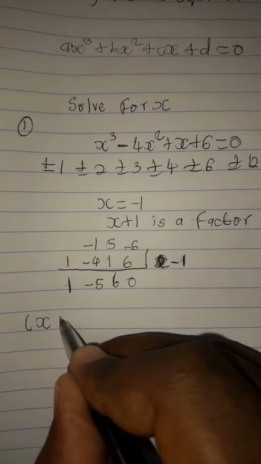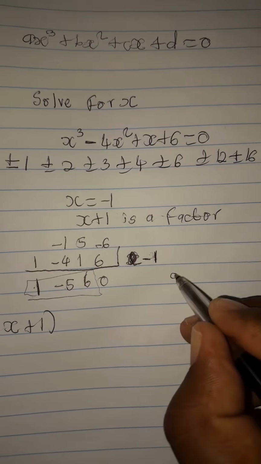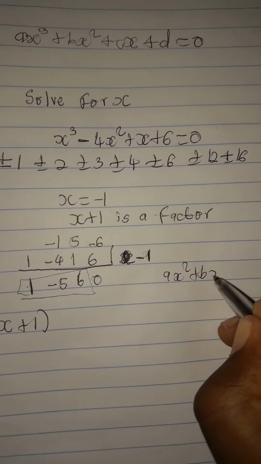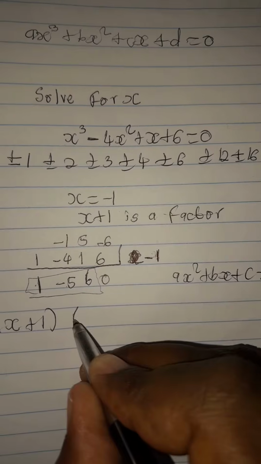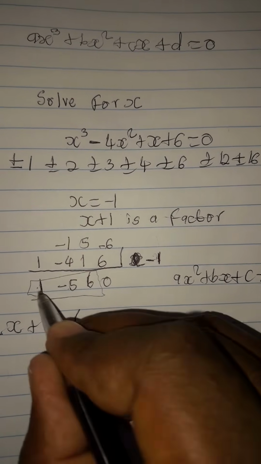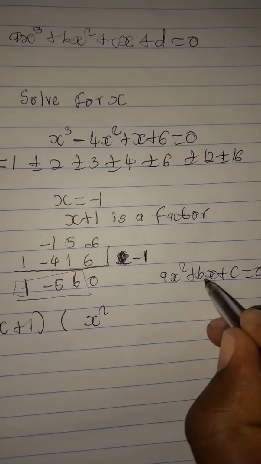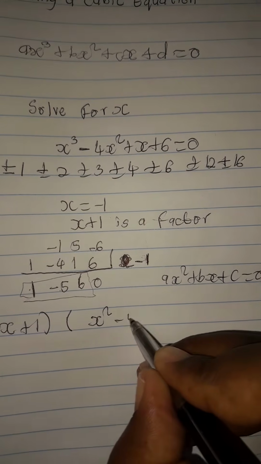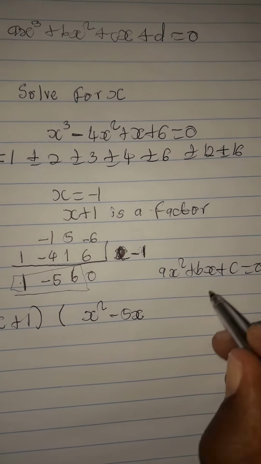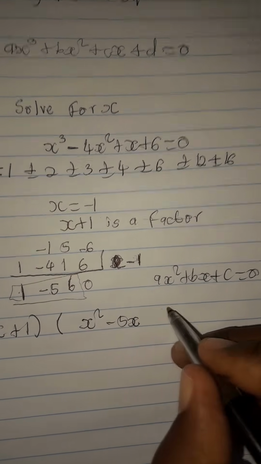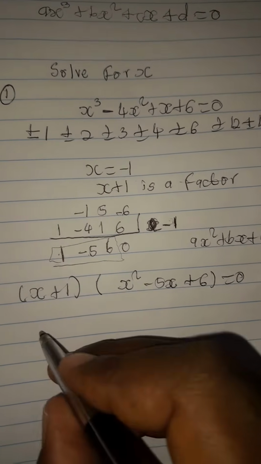So place your factor, x plus 1. You can see that this is a trinomial. It's in the form ax squared plus bx plus c equated to 0. So let's factorize. What is the coefficient of x squared? That's 1. So let's place x squared. The coefficient of x is negative 5. The constant is positive 6. Equated to 0. So we are not done, guys.